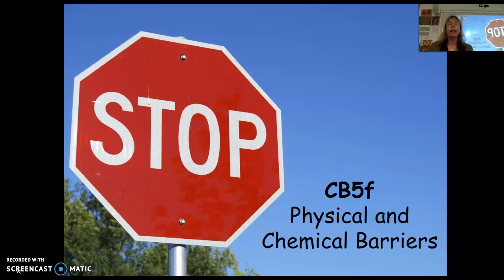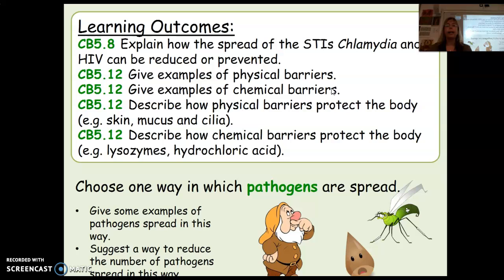Okay, year 10. So what we're going to focus on today is we're going to have a look at the physical and the chemical barriers that stop us from getting pathogens into our bodies in the first place. So this is your heading, and if you can underline it. And then in the next slide, this is what we're trying to achieve. So by the end of this, you should be able to give us some examples of physical and chemical barriers and describe how these barriers protect our body.